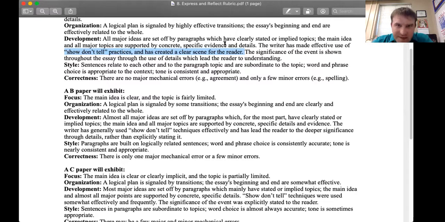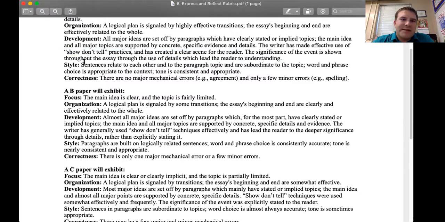Also, using figurative language like similes or metaphors, comparing one thing to another, helps underline those connections. Finally, the reflective part of it: the significance of the event is shown throughout the essay through the use of details which lead the reader to the understanding. Yes, you show why this incident or this event or the story was important and impactful to you.